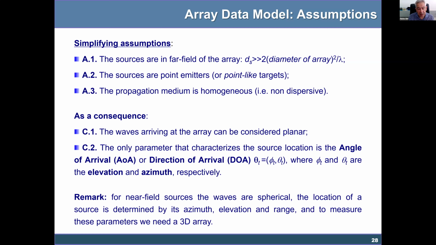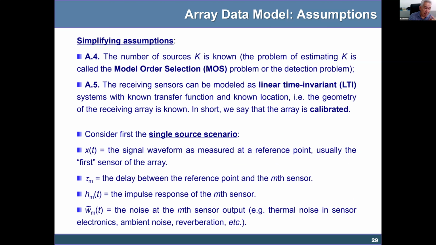So we will make the planar assumption, and we will see how to estimate the directional arrival of a source. Okay. Let me mention the other two simplifying assumptions, and then I think we should make a break. The other two simplifying assumptions are that the number of sources is known.